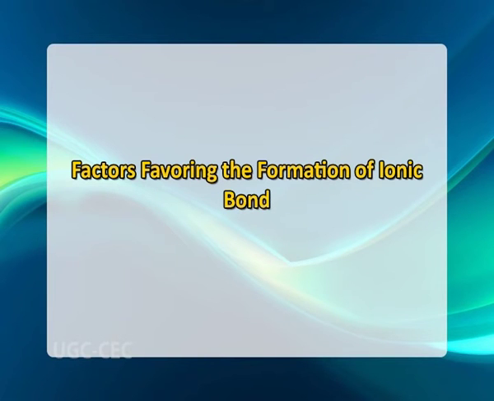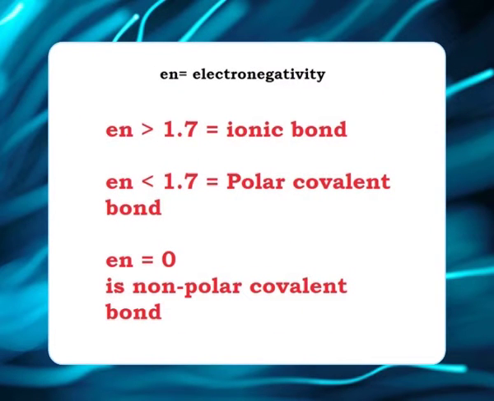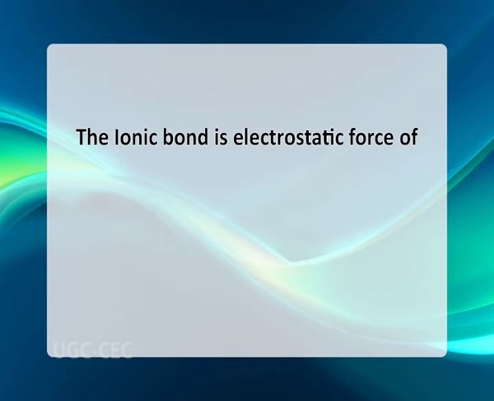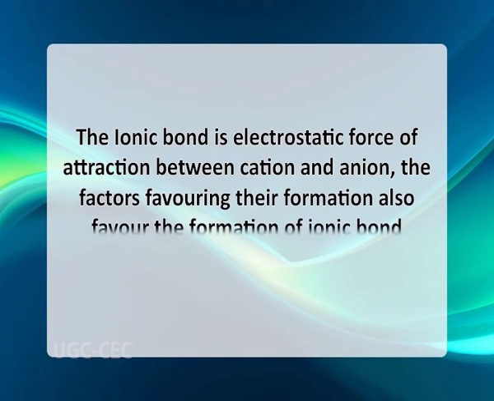Now the factors that favor the formation of ionic bond. In general, the bond between two atoms gets ionic nature when the electronegativity difference between them is large. Numerically, it should be greater than or equal to 1.7 on the Pauling scale. Since the ionic bond is electrostatic force of attraction between cation and anion, the factors favoring their formation also favor the formation of ionic bond.